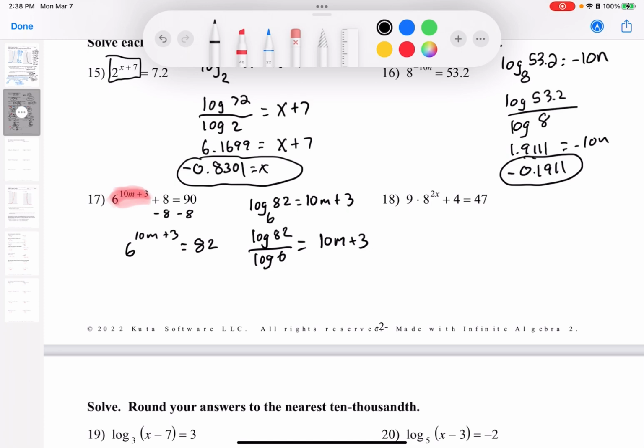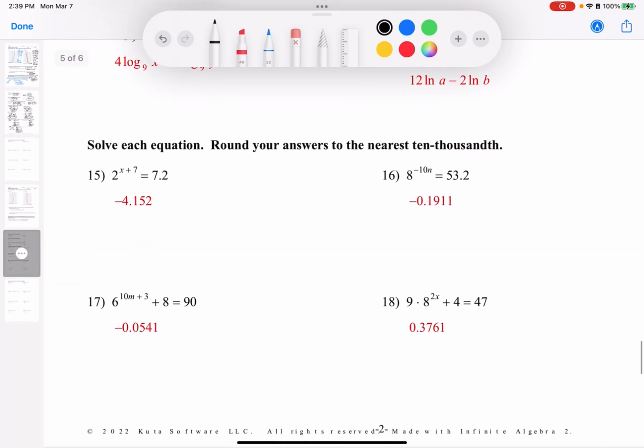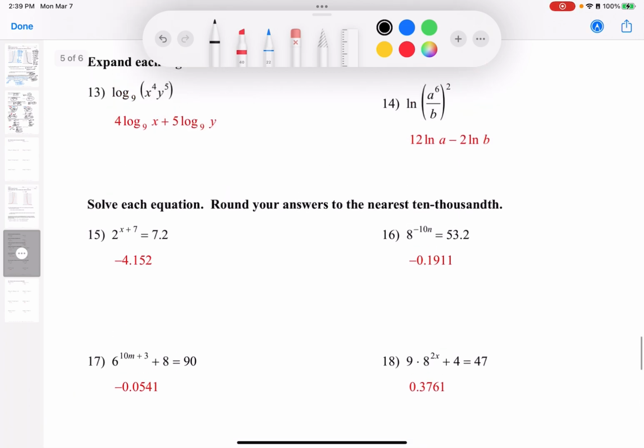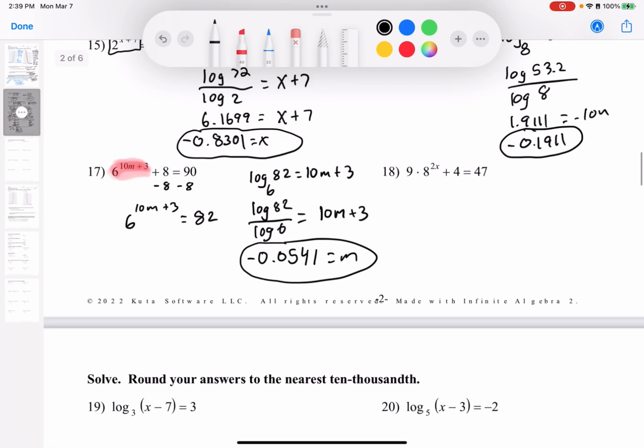So the solution to this is negative 0.0541 is equal to m. And that's it for 17. See how we did? Yep. Just checking the answers, make sure we got what they have. Looks like we're doing good so far.